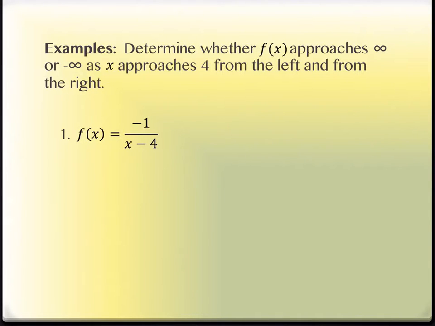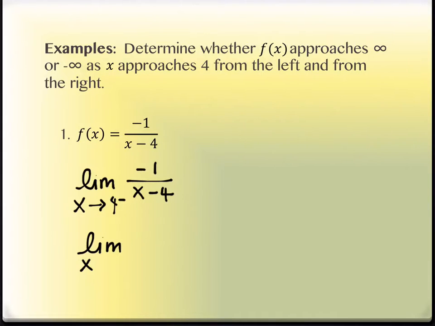We get a 0 in the denominator because that's the asymptote that's occurring, right? So we can't do an algebraic approach where we just plug the number in. All right, so what we're going to do is find the limit as x approaches 4 from the left of -1 over x minus 4, and the limit as x approaches 4 from the right of -1 over x minus 4.